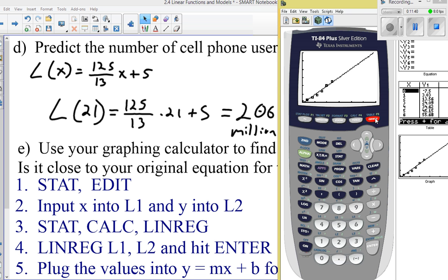In 2011 we had about 206 million estimated with our line of best fit. If I hit trace, right now in the top left corner I have P1 equals L1, L2. I don't want to trace my stat plot, so I hit down to trace this line. I type in 21 and I see it's 213.63 million. So the equation I found was pretty close to the one our calculator found as well. Make sure you write down any questions about using your calculator to find linear regression lines.